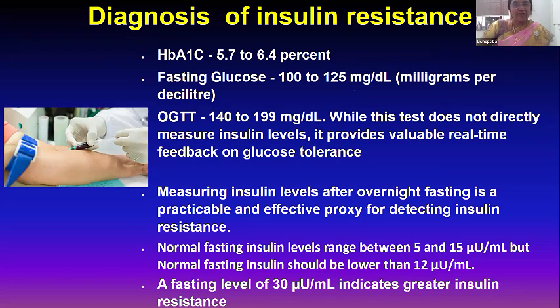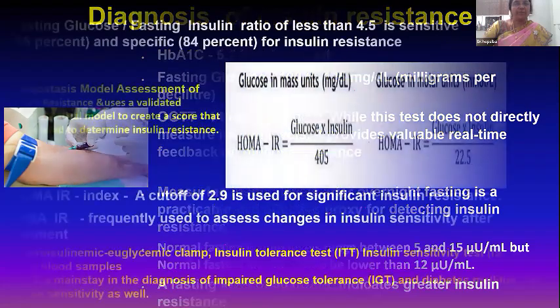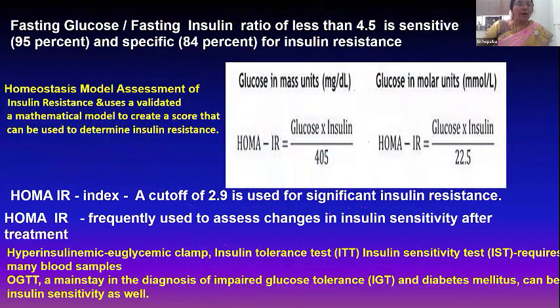So a fasting insulin level of more than 30 indicates great insulin resistance, and it should be lower than 12 milliunits per ml. And as we all know, the HOMA-IR index is frequently used. The fasting glucose to fasting insulin ratio is an easy way to predict it. It should be less than 4.5. When it is less than that, insulin sensitivity is good.